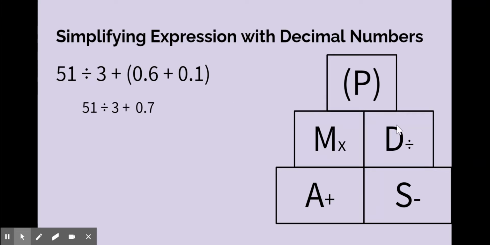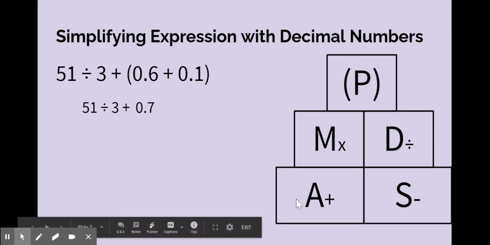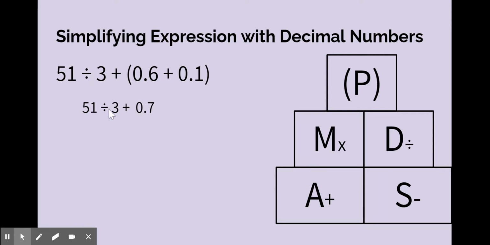And if we go back to our chart, we would divide first because dividing comes before adding. So if we divide 51 divided by 3, that is 27, and then we would drop 7/10. Then our last step would be add 27 and 7/10, which would equal 27 and 7/10.